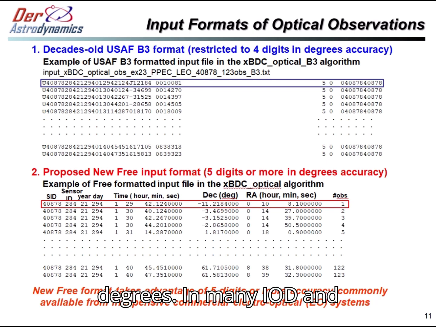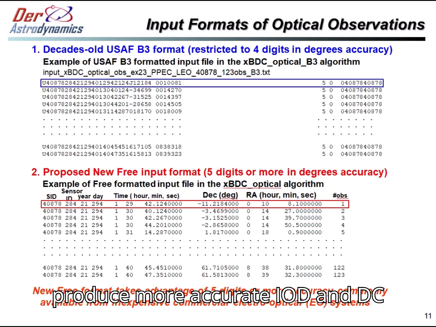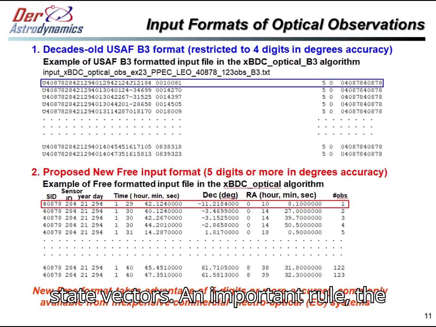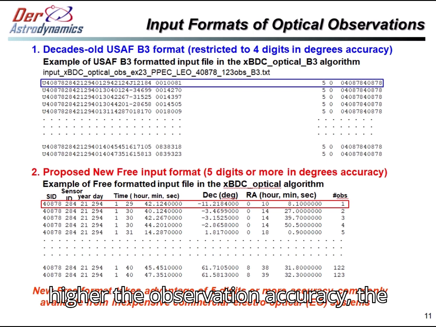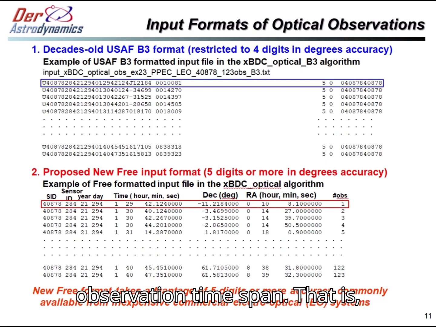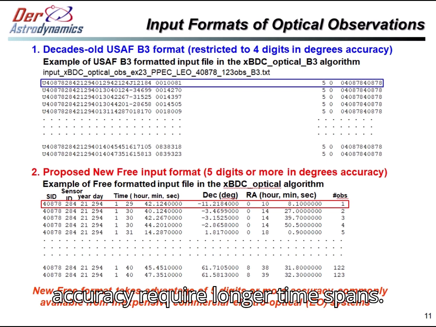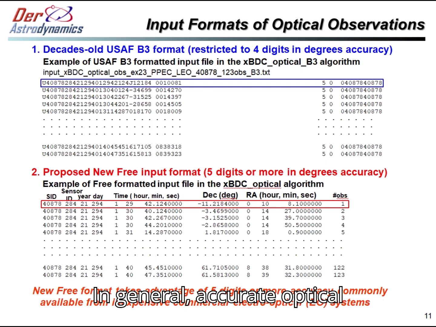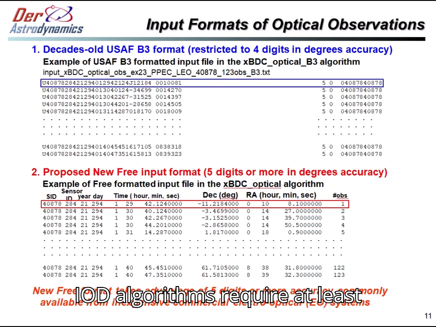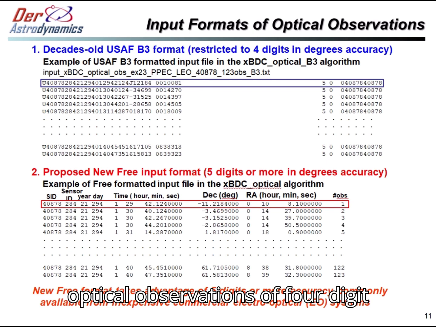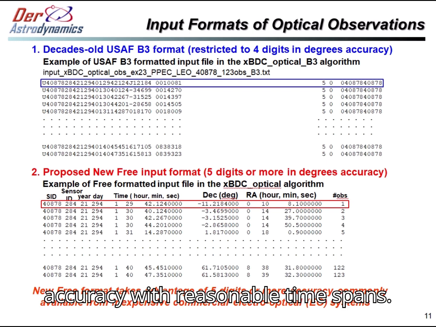In many IOD and DC test cases with shorter time spans, observations of 5-digit accuracy can produce more accurate IOD and DC state vectors. An important rule: the higher the observation accuracy, the shorter the observation arc or observation time span. That is, optical observations of 4-digit accuracy require longer time spans. In general, accurate optical IOD algorithms require at least optical observations of 4-digit accuracy with reasonable time spans.